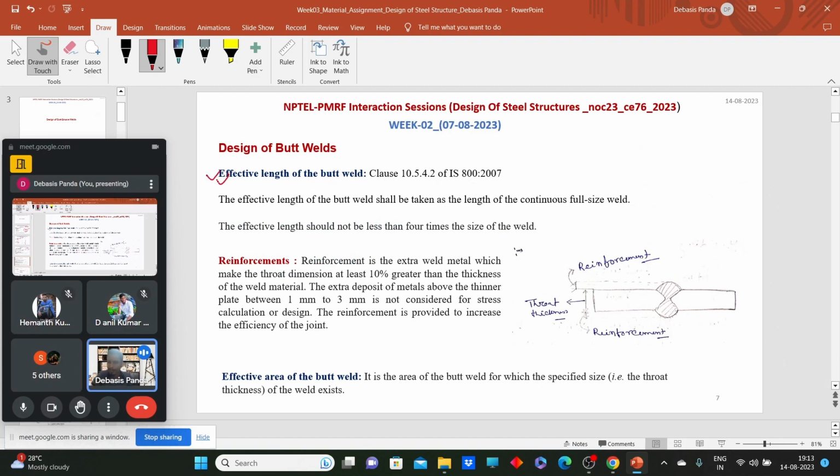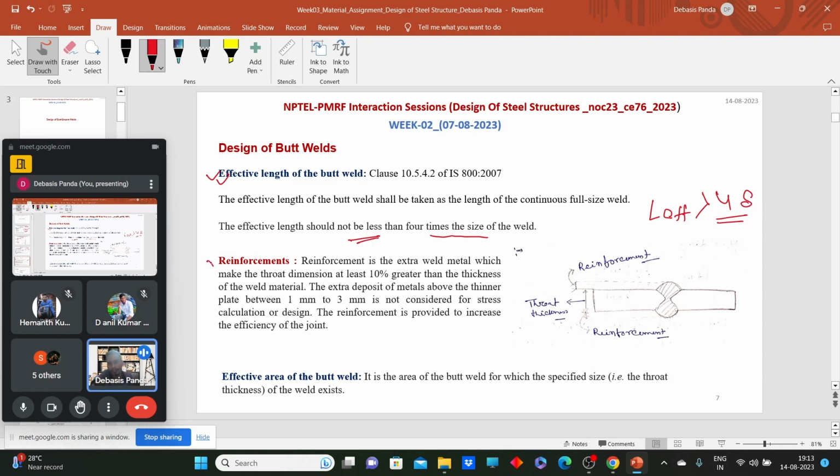So effective length, from the last introduction session we have known that the length up to which the throat thickness is maintained, more precisely the effective throat thickness is maintained, is called the effective length. Now code says the effective length of the butt weld should not be less than 4 times the size of the weld. That means L effective should be greater than 4S. We have to maintain this criteria.